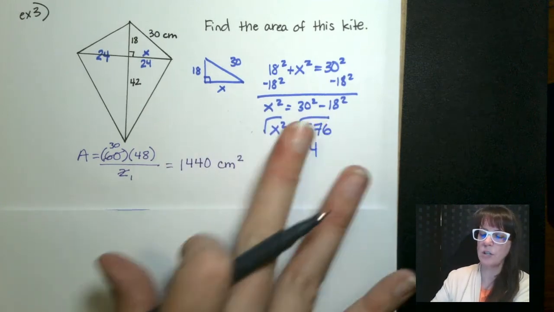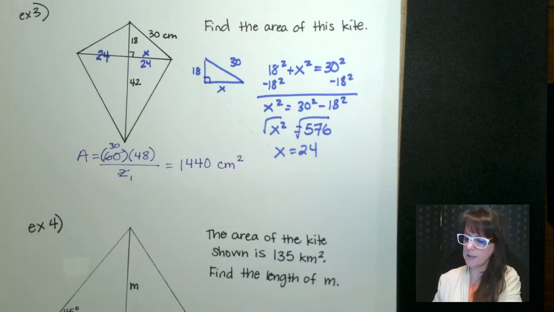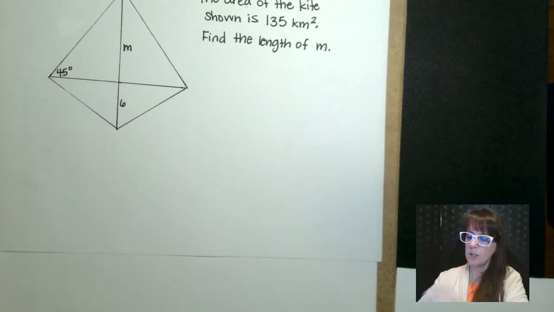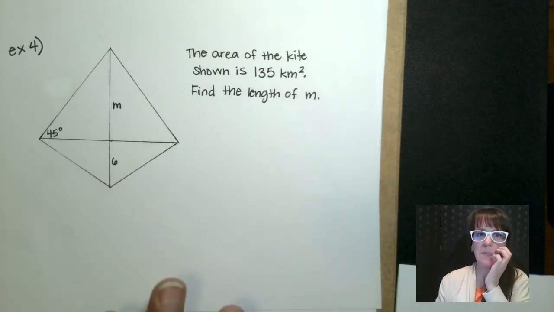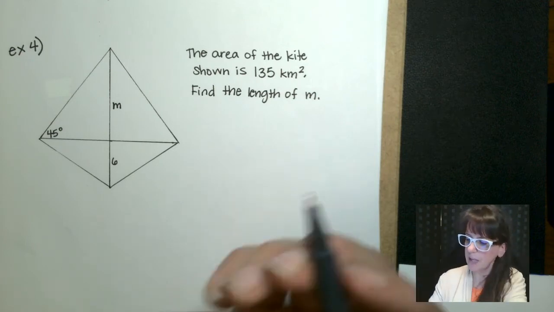So remember, part of your toolbox is the Pythagorean theorem and our special right triangles or our reference triangles. All right, let's look at this kite. So this one's going to be a little trickier. So we're going to do some challenges here.